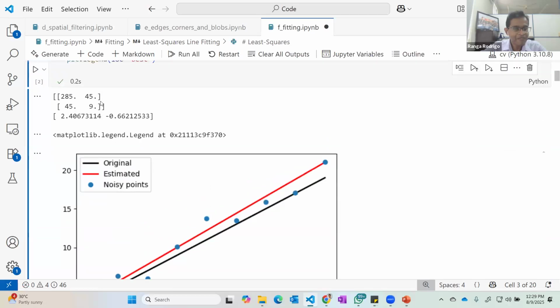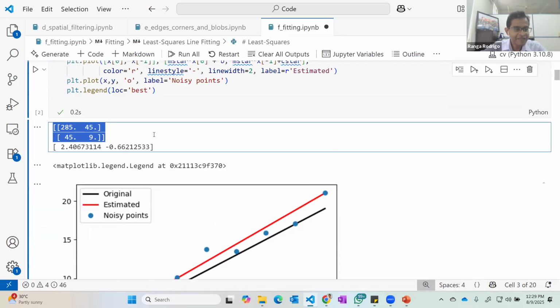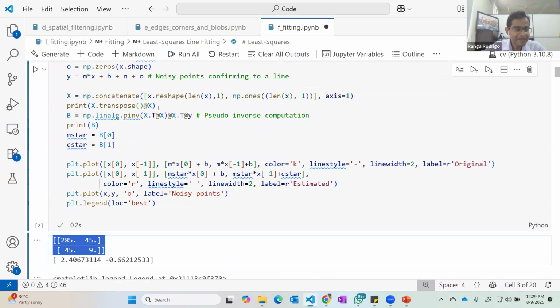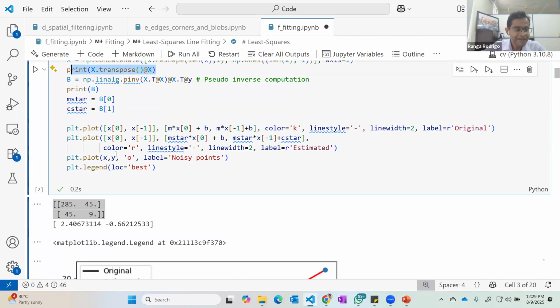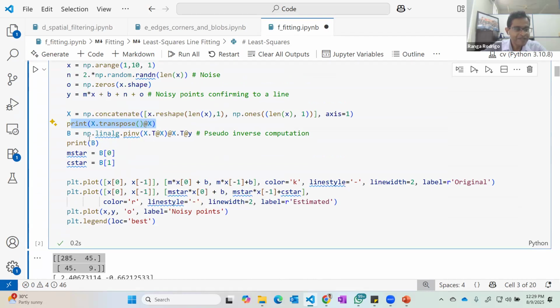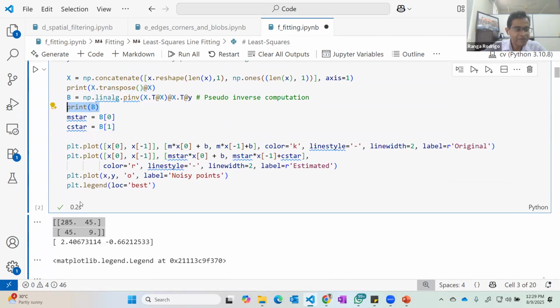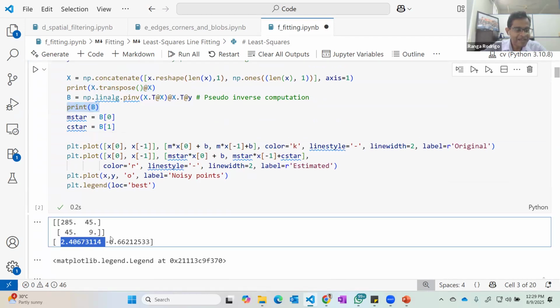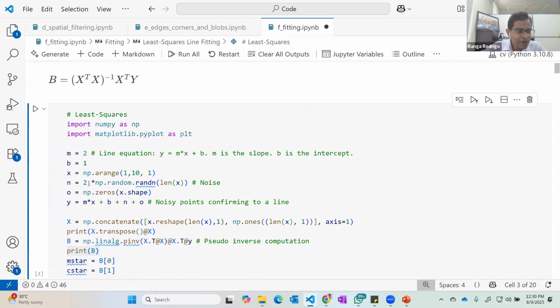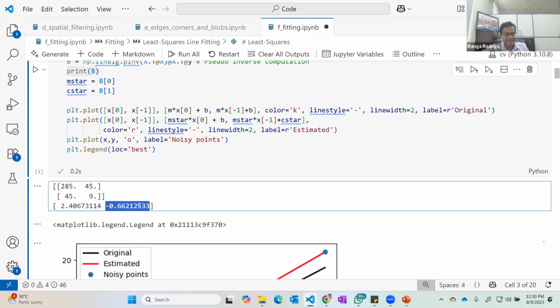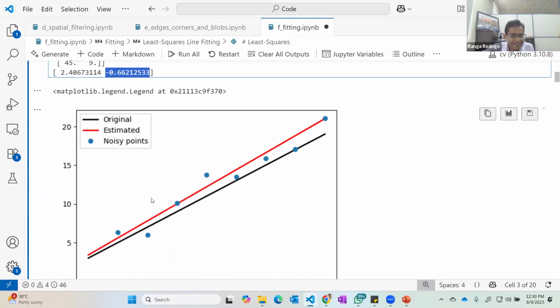So we can see this is X transpose X. I have printed that. And the pseudo inverse we use and we calculate B. And I have printed B. B has two numbers, the gradient and the intercept. What I have used are 2 and 1. You can see that you have not gotten those values because of the noise. So you can see the original line is the black one, the points are the blue ones, and the estimated line is in red.